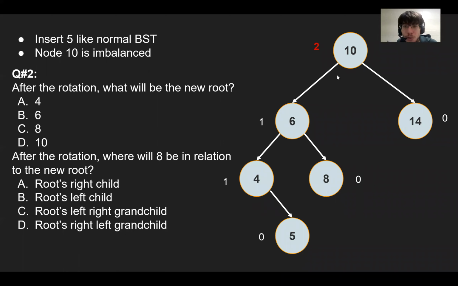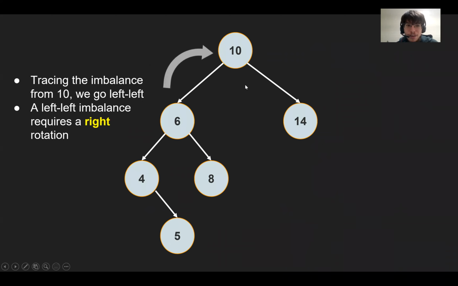Okay, so when we do a rotation, right, we do have to rotate it so that we change the tree. So when we rotate it, first we trace the imbalance, we find it's a 10. We go left, left, and we do have to do a right rotation. And the way we know it's a left, left is because the imbalance is left, left from 10, right? It's left and left. Okay, but for a left, left imbalance, we do a right rotation, which makes sense.